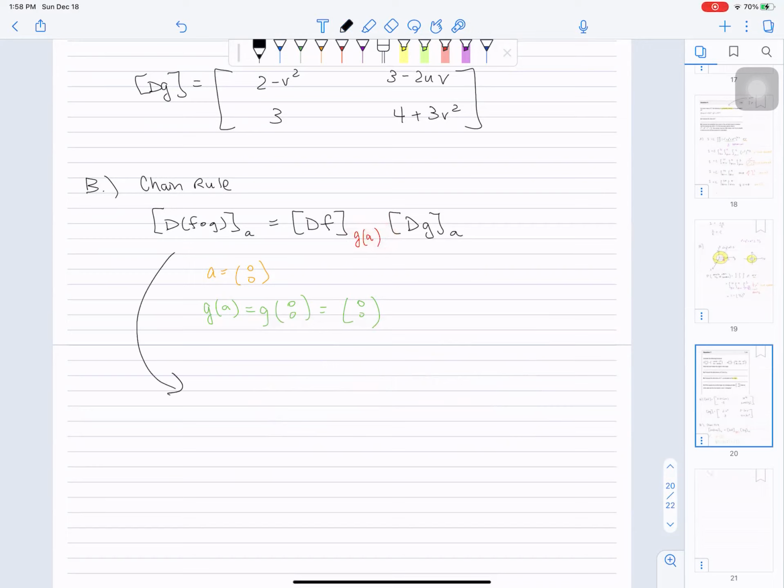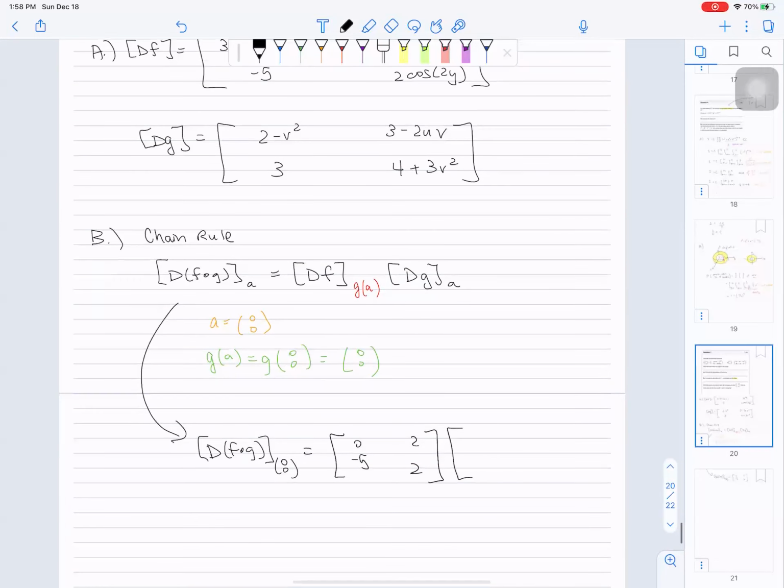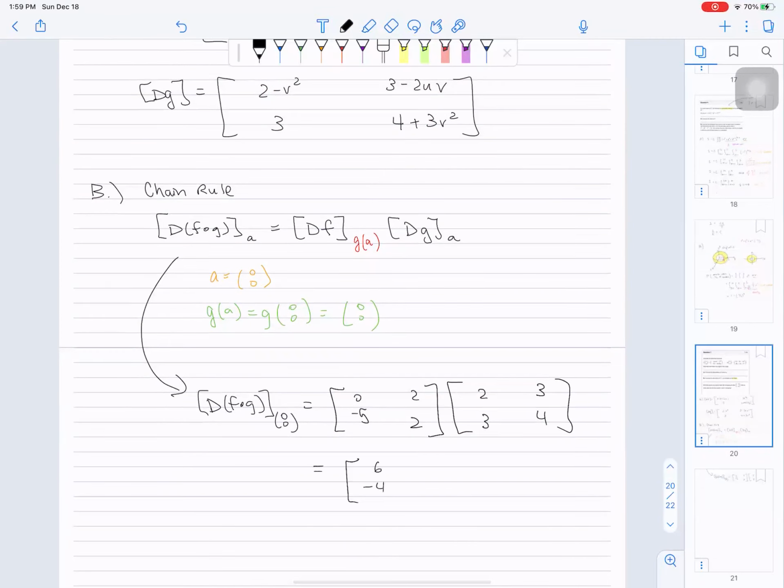Okay, so what does that mean for us? D of f of G at (0,0) equals, what is df at (0,0)? I'm plugging in 0 everywhere here. I get 0, 2, -5, cosine of 0 is 1, so this is 2, times dg at (0,0), which gives me 2, 3, and then 3, and then 4. So I get 6, -4, 8, -7.